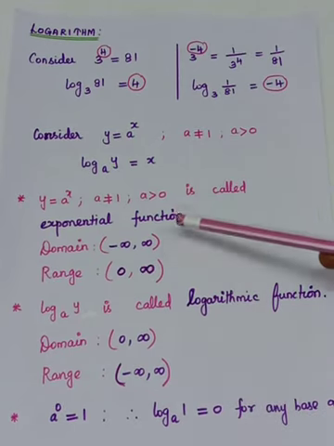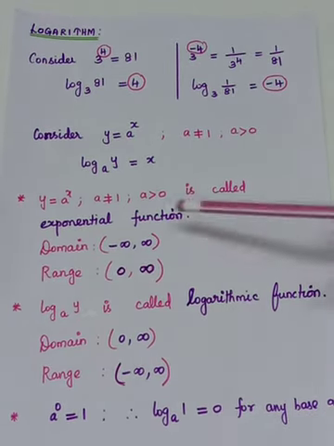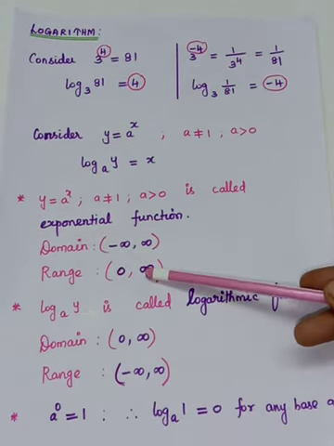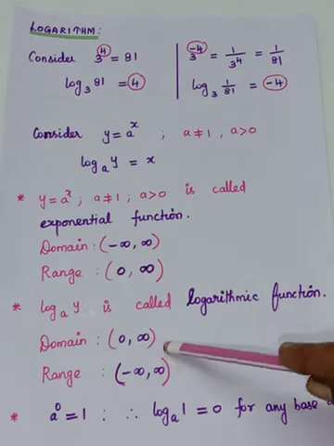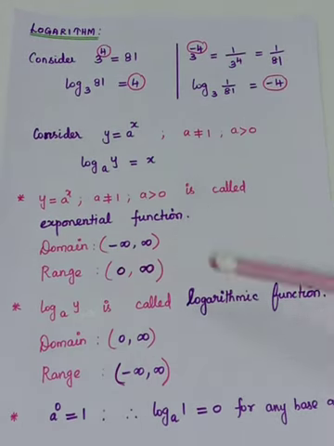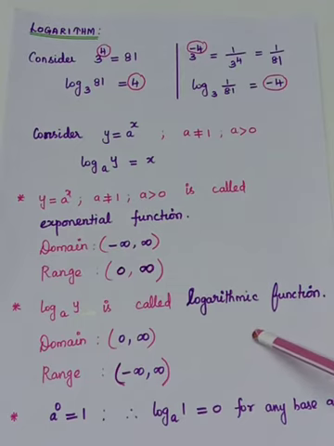So the domain of the exponential function becomes the range of the logarithmic function. The range of the exponential function is the domain of the logarithmic function, so the exponential function and logarithmic function are inverse functions. They are inverse functions. This is a very important result.